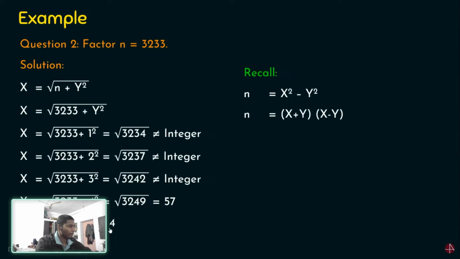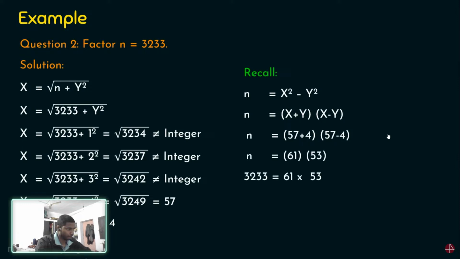We know what's the value of x and y now, right? So we will substitute the value of x and y in this equation. We get n is equal to 57 plus 4 into 57 minus 4, which gives 61 and 53. 3233 is the product of two prime numbers 61 and 53. So the answer for this question is 61 and 53.